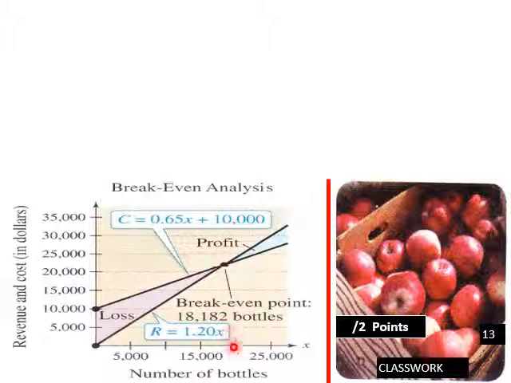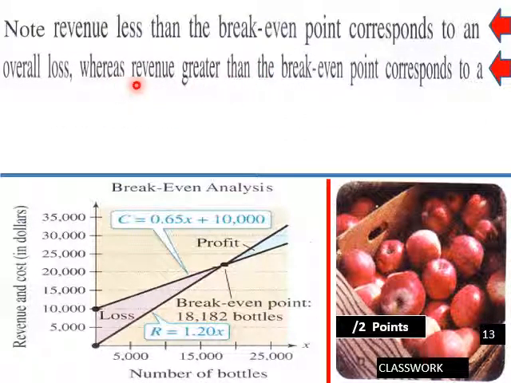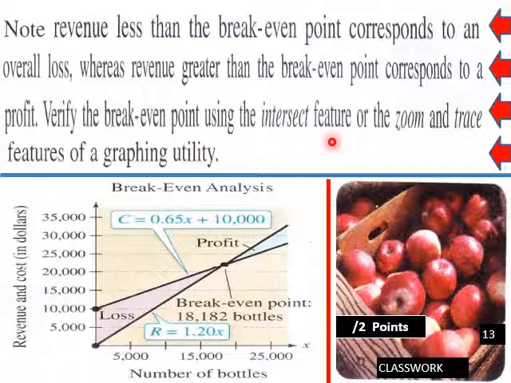And then we have to produce 18,182. That would be there. So 18,182, come up here, and then your dollar amount would be up here. Anything above that would be profit. Now, revenue less than the break-even point corresponds to an overall loss, whereas revenue greater than the break-even point corresponds to a profit. Verify the break-even point using the intersect feature or the zoom and trace features of a graphing calculator, which this is done very nicely.